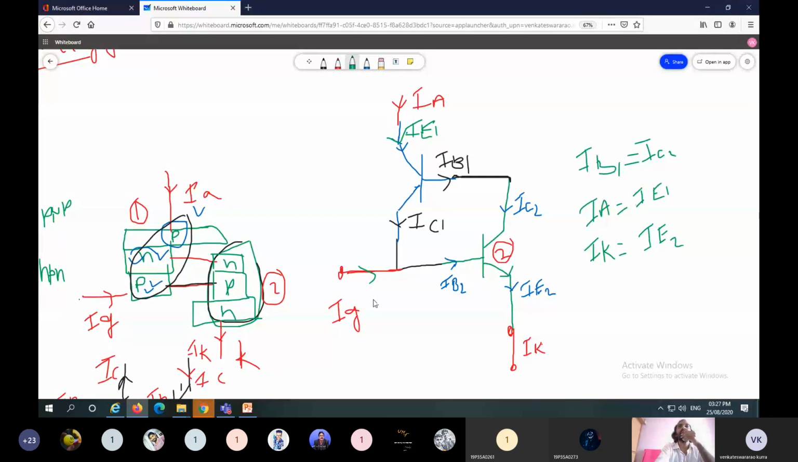Next relation is IG plus IC1 equal to IB2. IG plus IC1 equal to IB2.